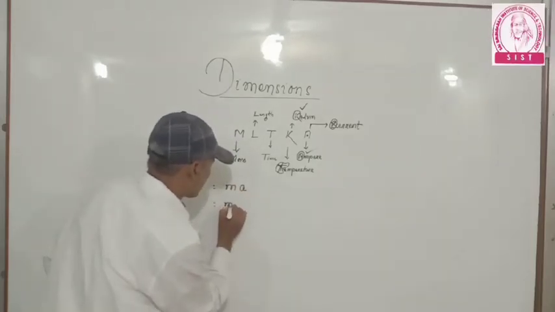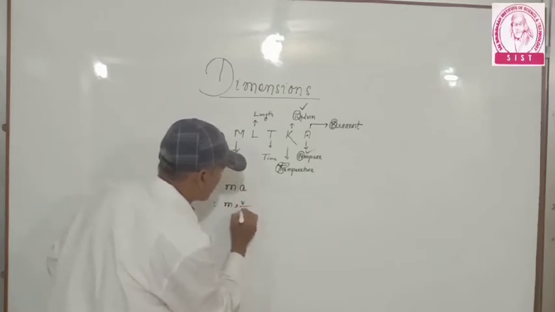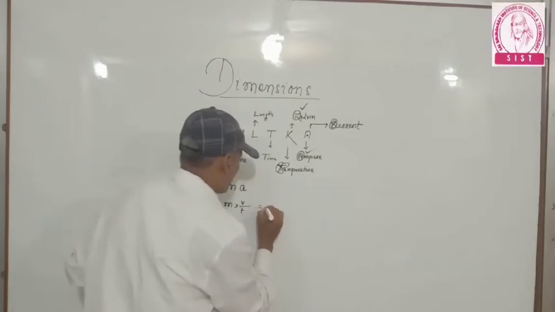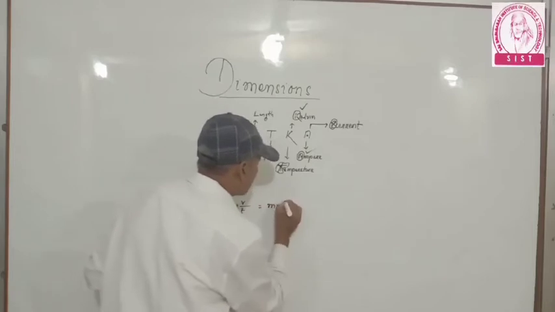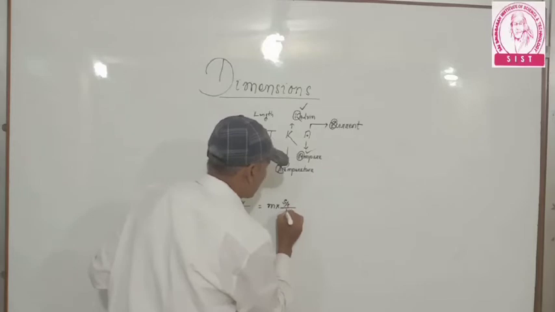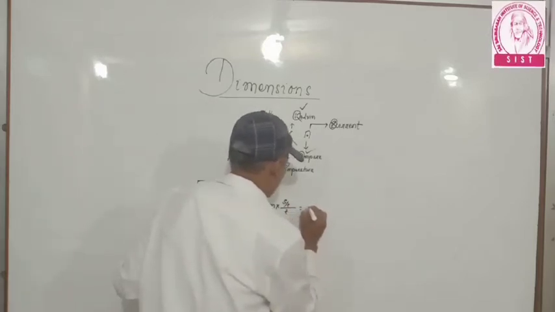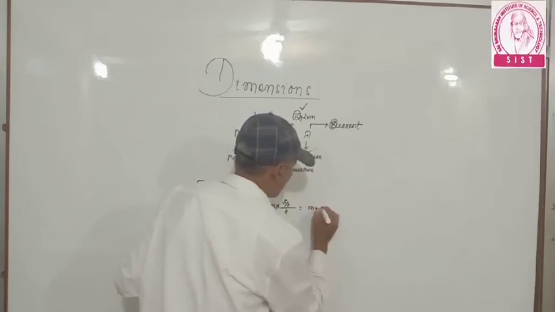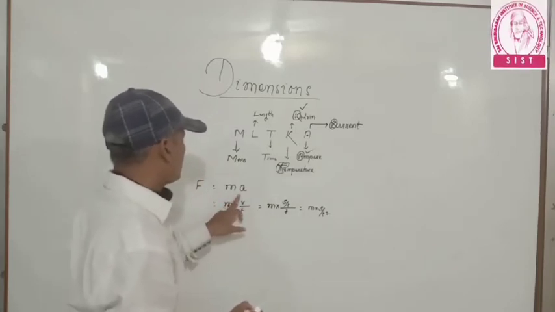M into acceleration is equal to velocity by time, is equal to M into velocity, which is distance or displacement by time, divided by t, is equal to M into S by t square. Now you see F is equal to ma.